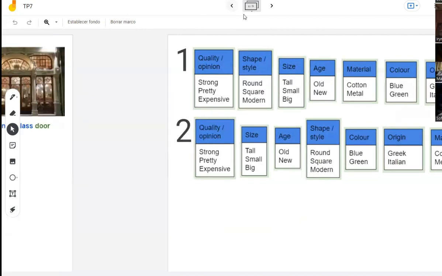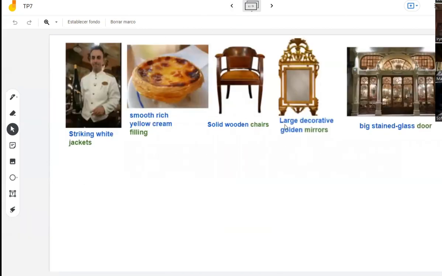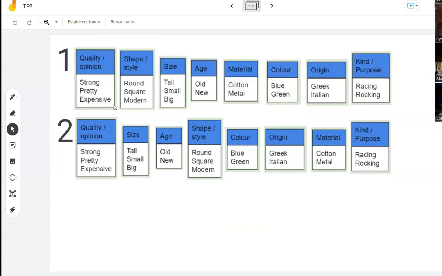If you're not sure, you can check the example. Large, decorative, golden mirrors, right? So what was the first? Large. I don't have the examples here. Okay, I have different examples here. But that would be size, material, and color. Size, shape, and color. Okay, you have it? All right, so you can take a screenshot or a picture, yeah?